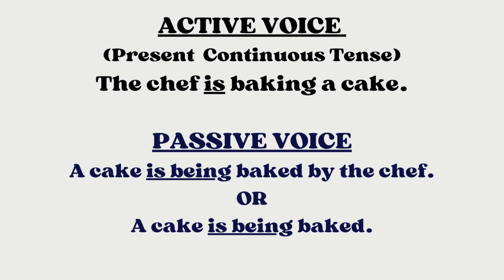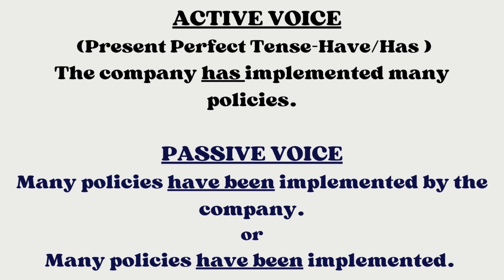The main verb changes from baking to the past participle form baked. Next is the present perfect tense. The present perfect tense includes have and has. Here is an example of a sentence in the active voice. The company has implemented many policies.